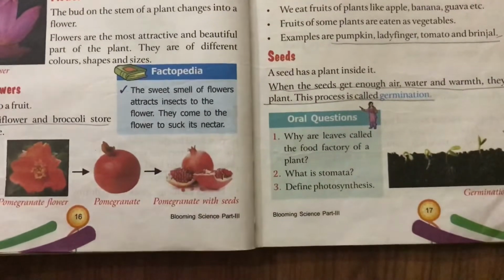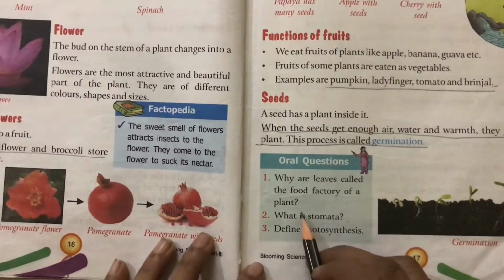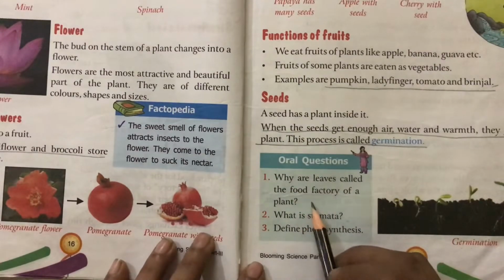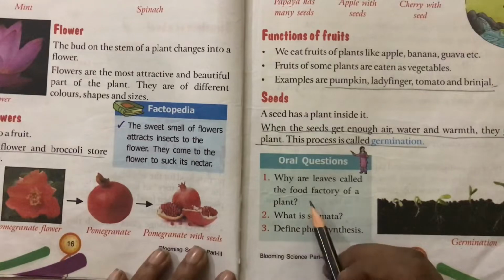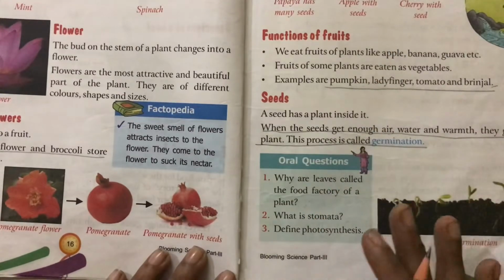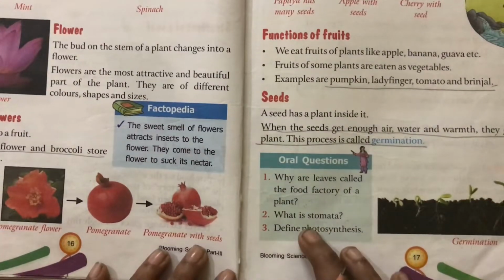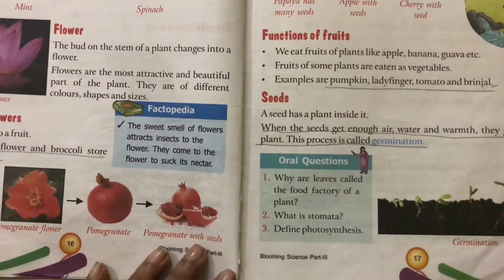Now come to the next page. Why are leaves called the food factory of a plant? Tell me children, they are called the food factory of the plant because they prepare food for the whole plant. Not only for themselves, but they prepare food for the whole plant. What is the stomata? This you have studied in lesson 1.